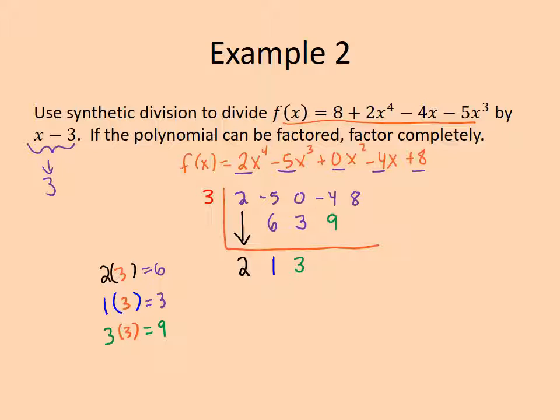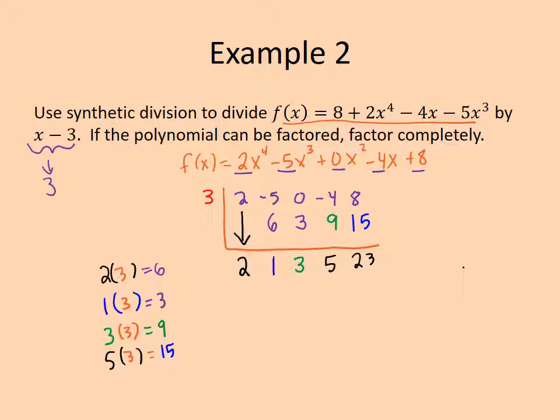And now I have to add. So -4 plus 9 is +5. Now I take +5 and I multiply it once again by the 3 on the outside, which gives me 15. I put the 15 underneath the 8, and then I add. So 8 plus 15 is 23.